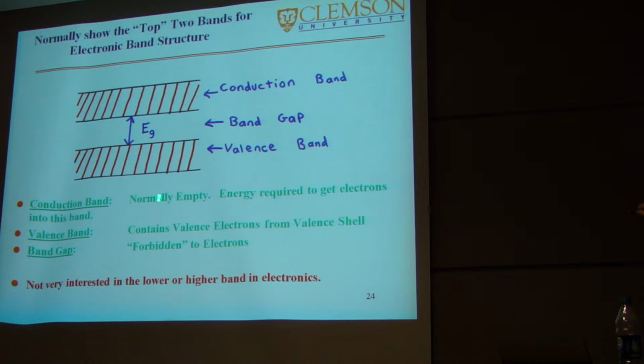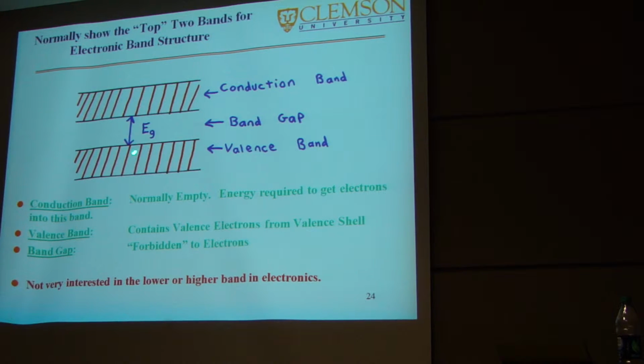Well, from a device point of view, this is what we're interested in. We don't care about these lower bands, and we don't care about those higher bands, because in essence, this is where electronic behavior occurs. So this probably isn't the best order to put these in, but let's look at the valence band first. The valence band contains the valence electrons from the valence shell of the atom. Right? The energy gap is forbidden to electrons.